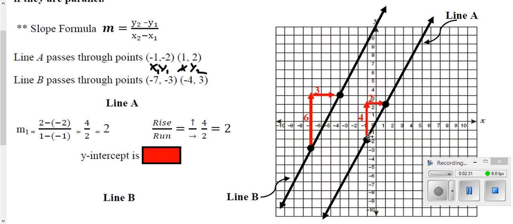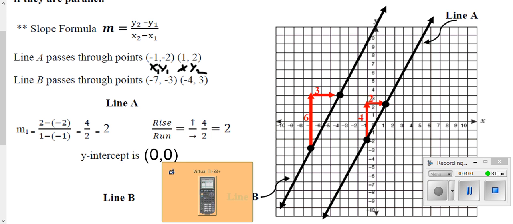They also did it with rise and run. Remember, slope can be considered the rise over the run, the y direction over the x direction. And we can see from this point to the other point, we're going to rise 4 and run 2. So rise 4 on top, run 2 on the bottom, and 4 divided by 2 again is 2. The y-intercept of this line right here, we can see it in the picture, is 0.